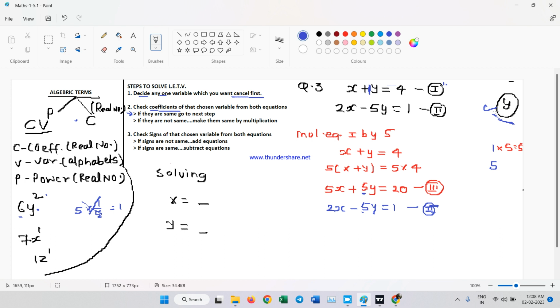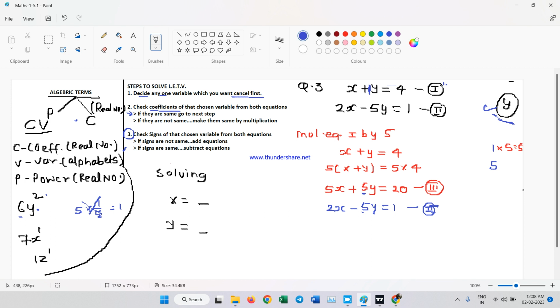I want to cancel the y first. I don't want to see the y. So that's why I check the coefficients, and now the coefficients are the same. So I can go to step 3. Let's go to step 3, and this step is about the process.